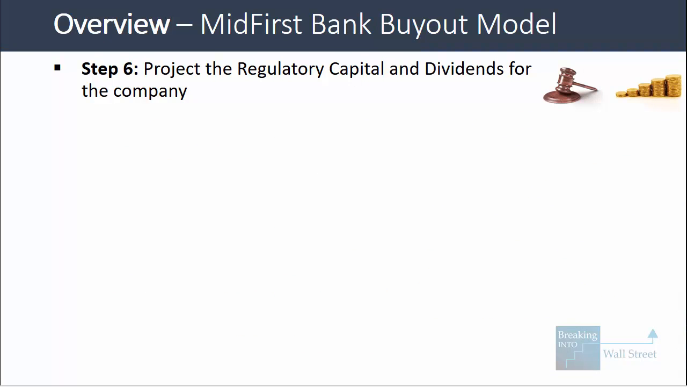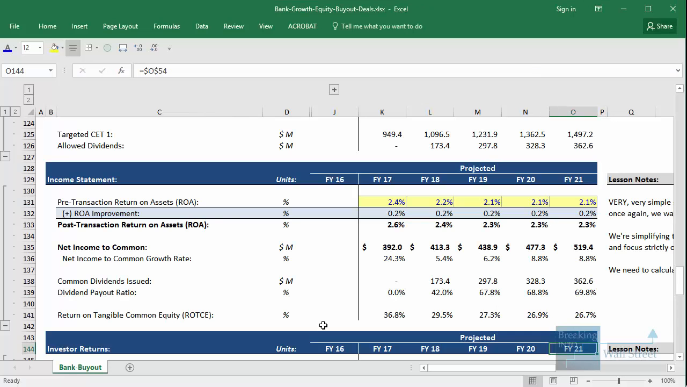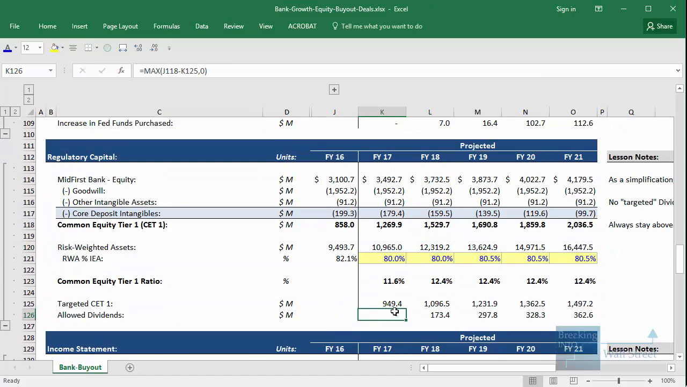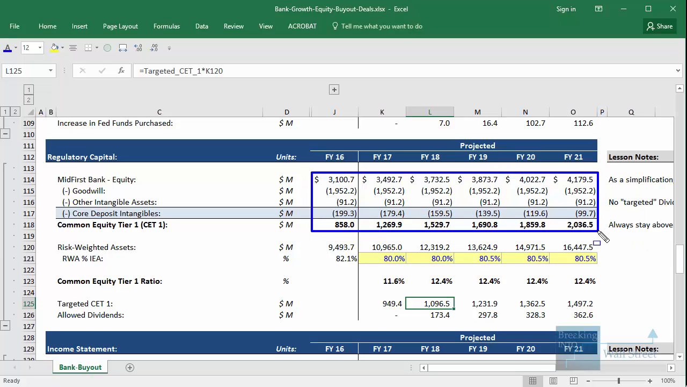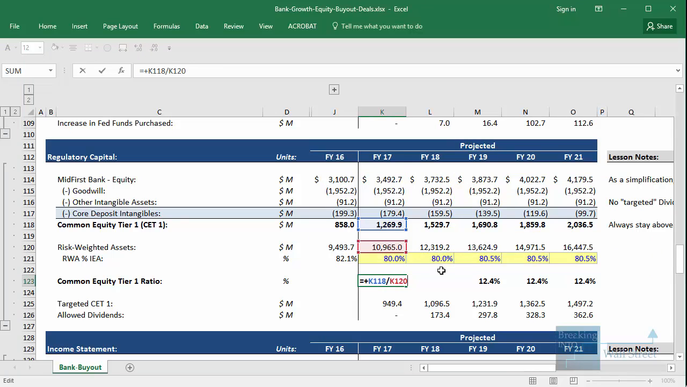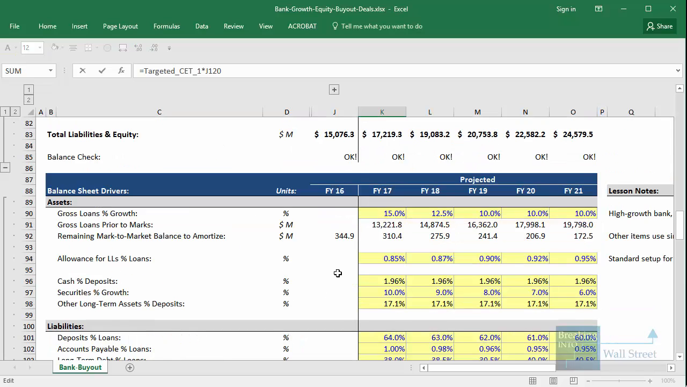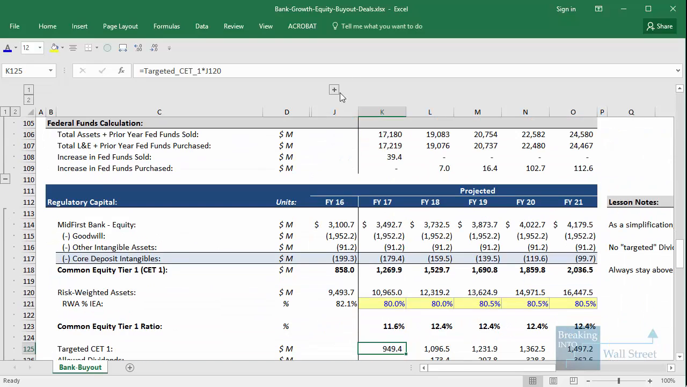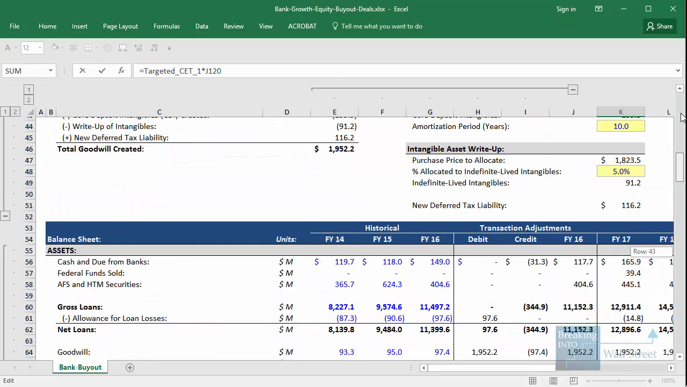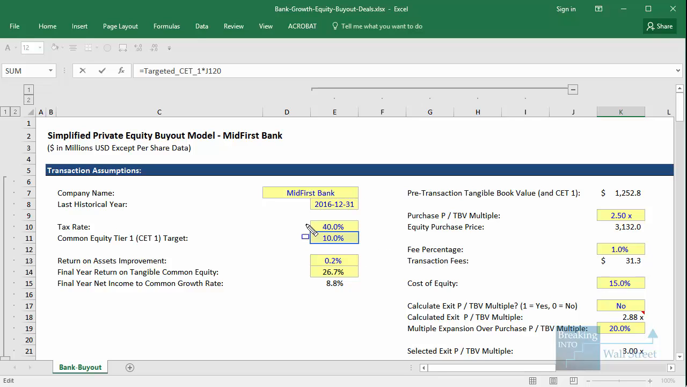And then we project the regulatory capital and dividends for the company. Once again, this is very simple because it's just illustrative. It's not for a real deal where we'd have tons of detailed financial information, but we base the regulatory capital on the bank's common equity tier 1. We make risk-weighted assets a percent of interest earning assets, and we calculate the bank's common equity tier 1 ratio. We also figure out their targeted common equity tier 1 ratio, which we assumed up at the top. If you go all the way up to the top, our targeted ratio is 10%.